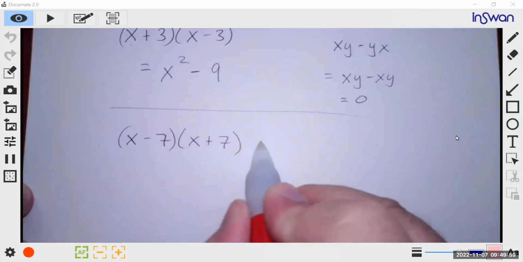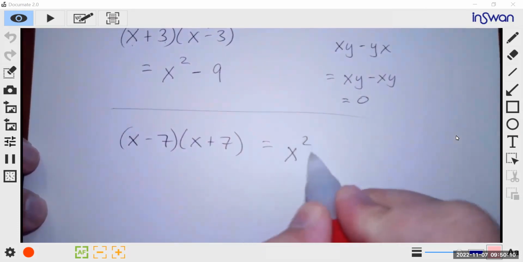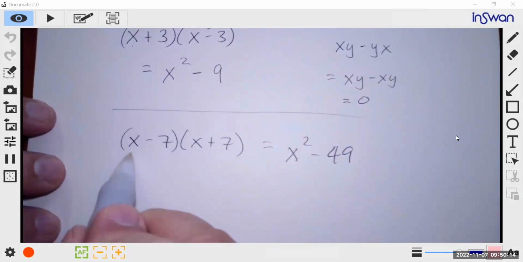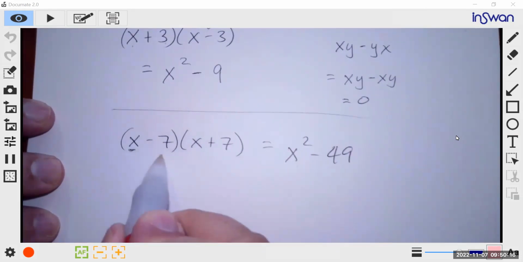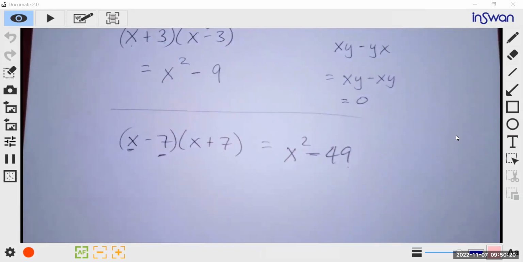Okay, what's that one going to be? Very good. Take the first term, square it. Take the second term, square it, and subtract them. But everything else is gone.